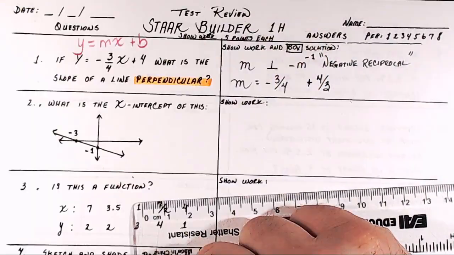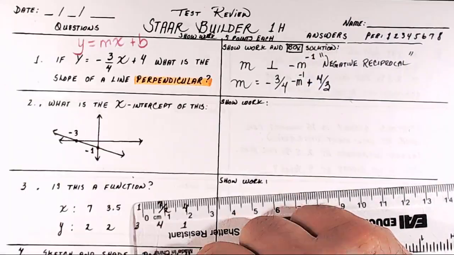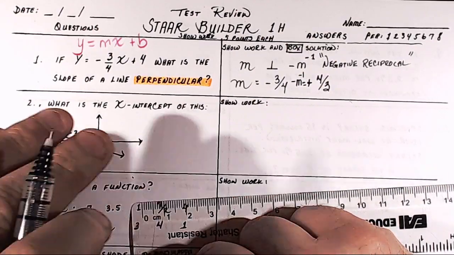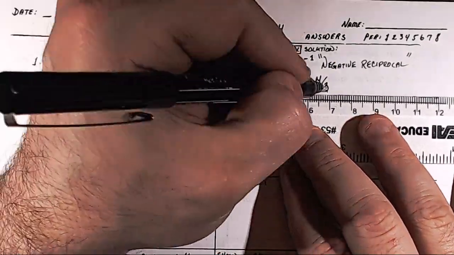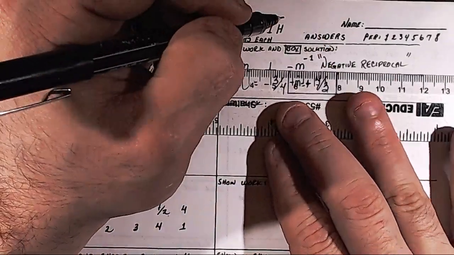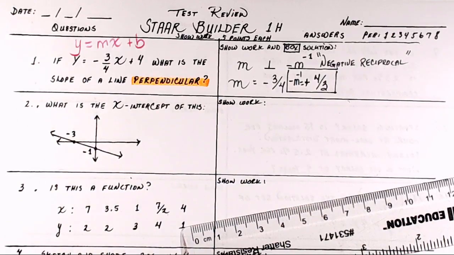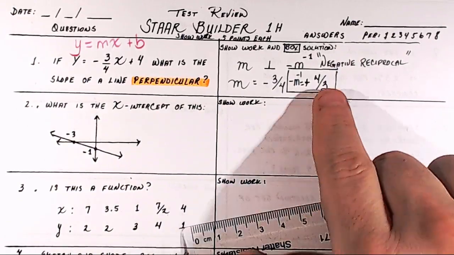So the negative reciprocal is equal to 4/3. And that is the slope of a line that is perpendicular to the one that you were given. Positive 4/3. Put it in a box.